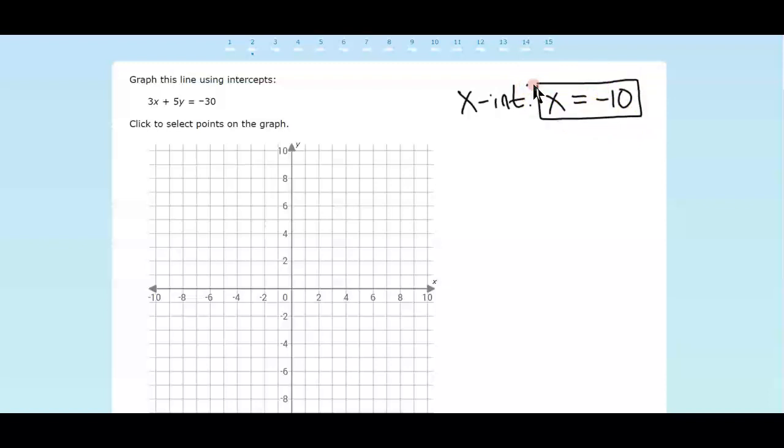If you're still working, go ahead and continue that. Confirm to see if you got that correct. If you've finished it, go ahead and move on to your y-intercept.